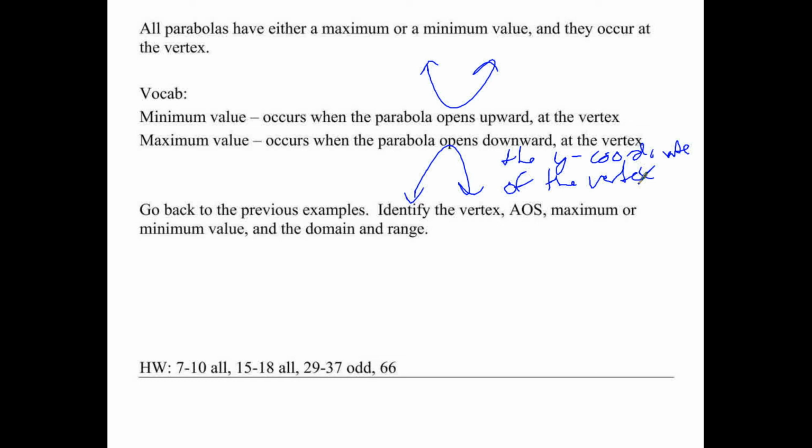Now, it says go back to the previous examples and identify the vertex, axis of symmetry. So we know how to do the vertex. We know how to do the axis of symmetry. Maximum or minimum value, we just learned how to do that. And then this domain and range situation. Let me talk about domain and range. Domain is always x values.